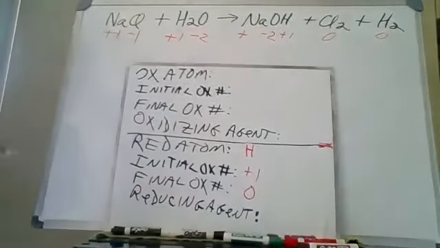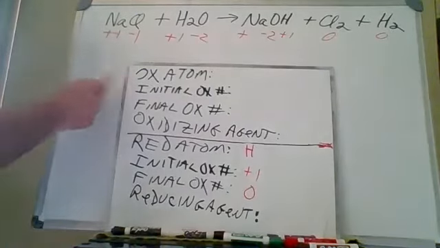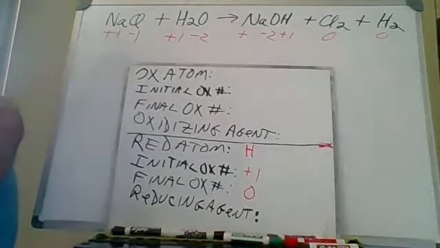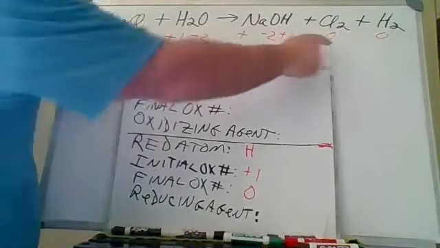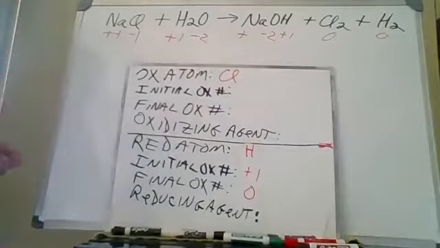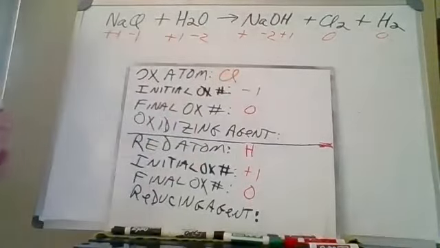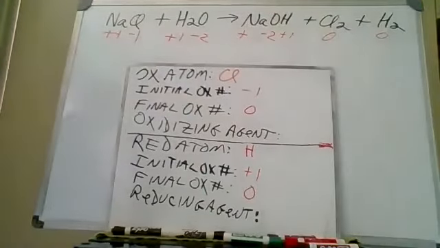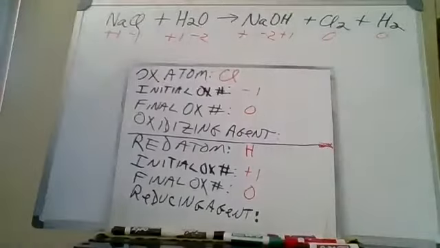We'll worry about the reducing agent later. The oxidized atom, well, whose oxidation state is getting bigger? Looks like chlorine. It starts out at -1 and ends up at 0. I can write chlorine there. Initial oxidation number -1, final oxidation number is 0. So now we're prepared to fill in the oxidizing and the reducing agents.